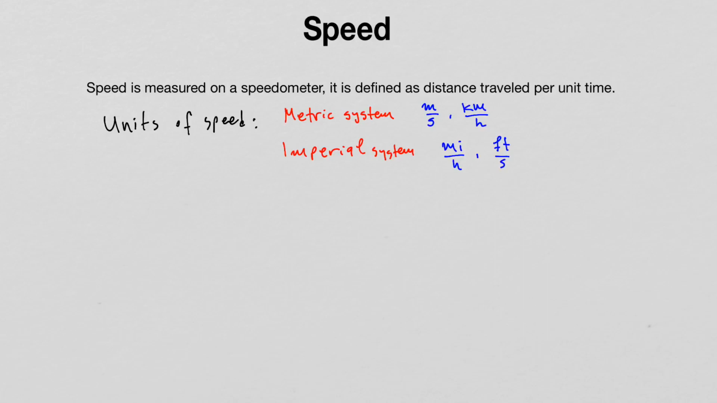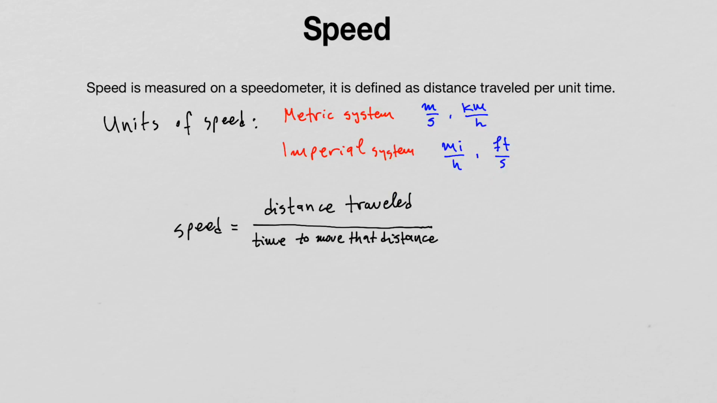for measuring speed. And so the units here show us that speed is calculated as the ratio of distance divided by time. We have units of length in the numerator, and then we have units of time in the denominator. And so this relationship would look like so. Speed is equal to distance traveled divided by the time to move that distance.